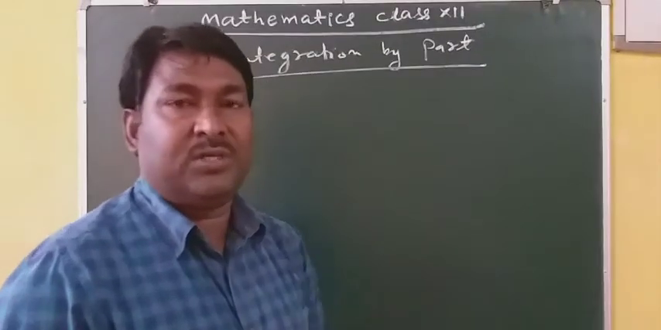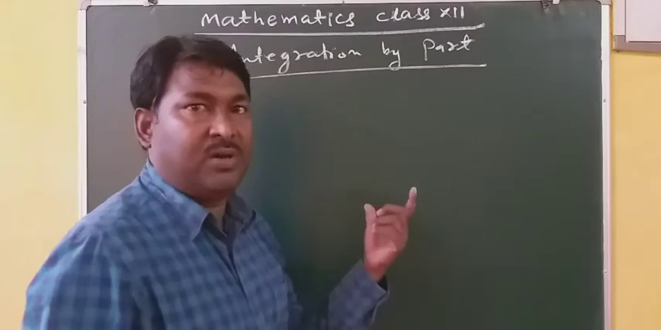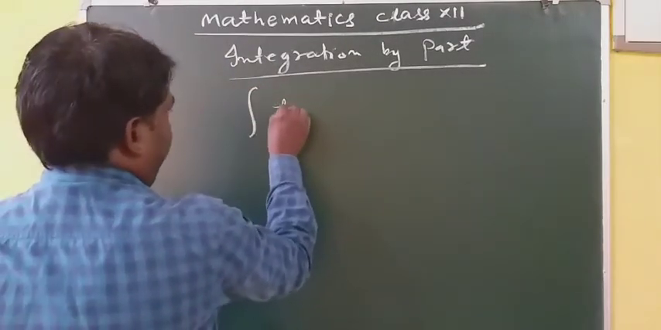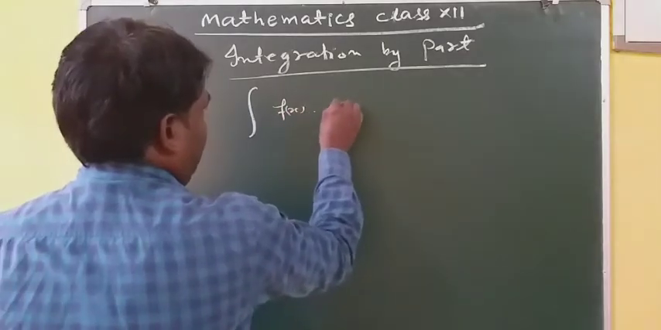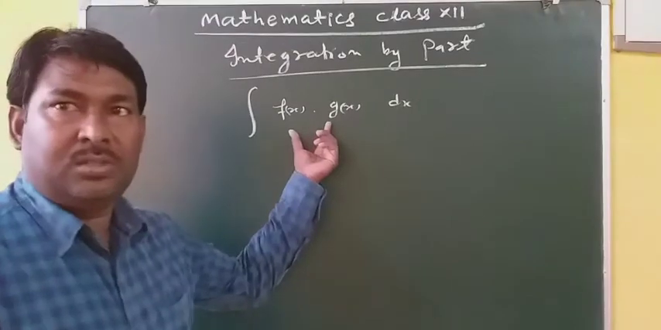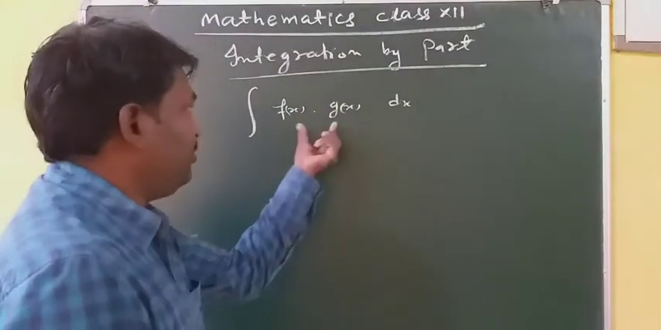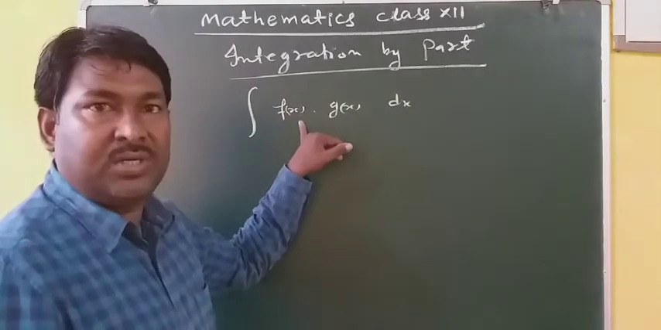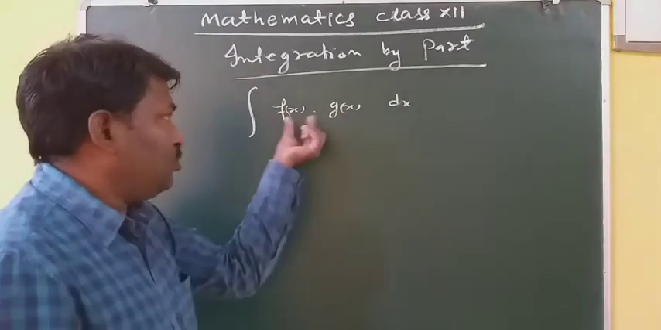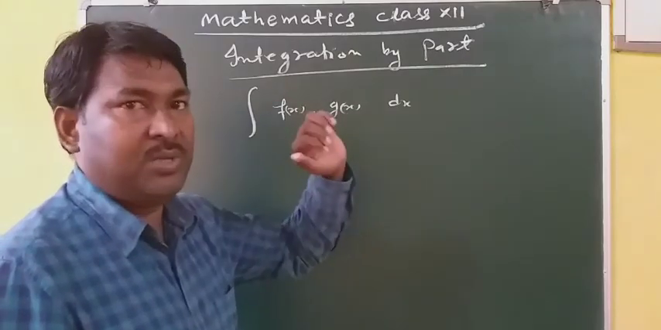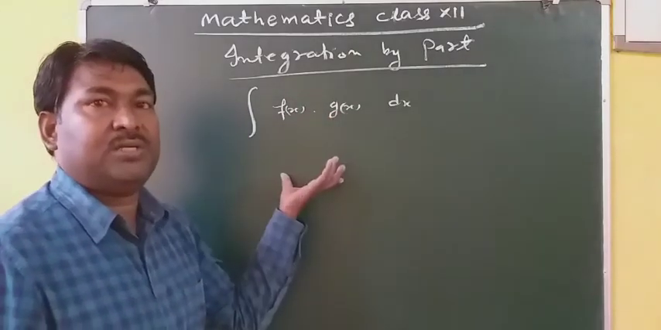If there are two functions in product form, just like f(x) into g(x) dx. See here, there are two functions in product form, the first function, f(x), and the second function, g(x), and both of them are in product form. So how will you integrate it?